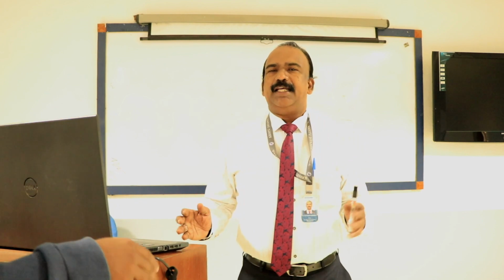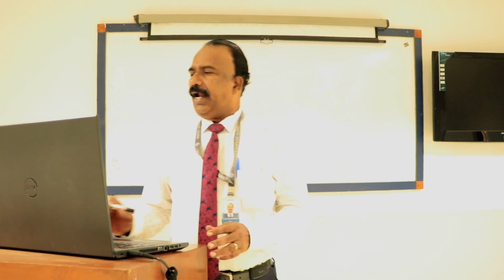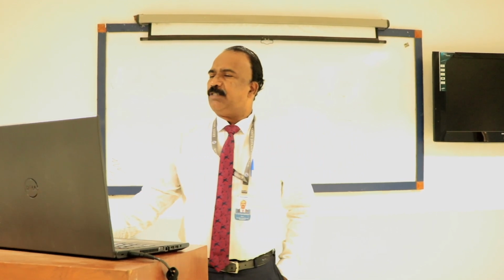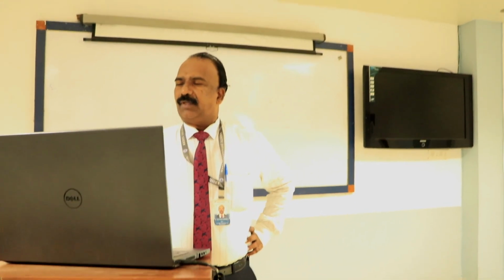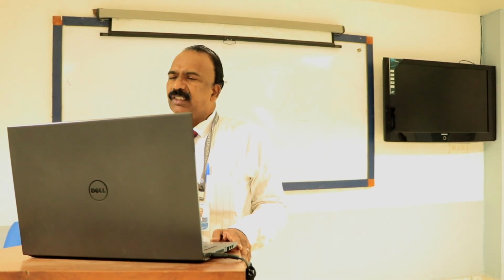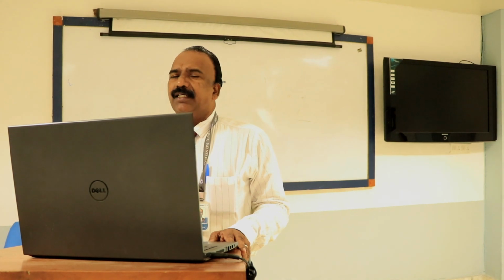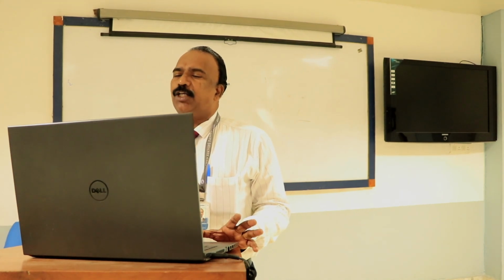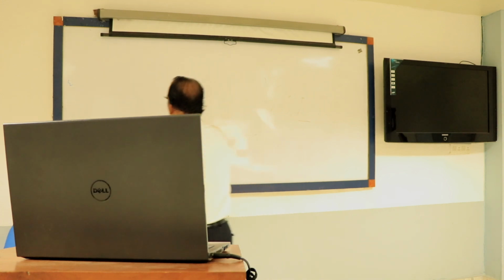Total risk is measured through standard deviation, and systematic risk is measured through beta. So today we look at the calculation of standard deviation. First we'll take total risk.